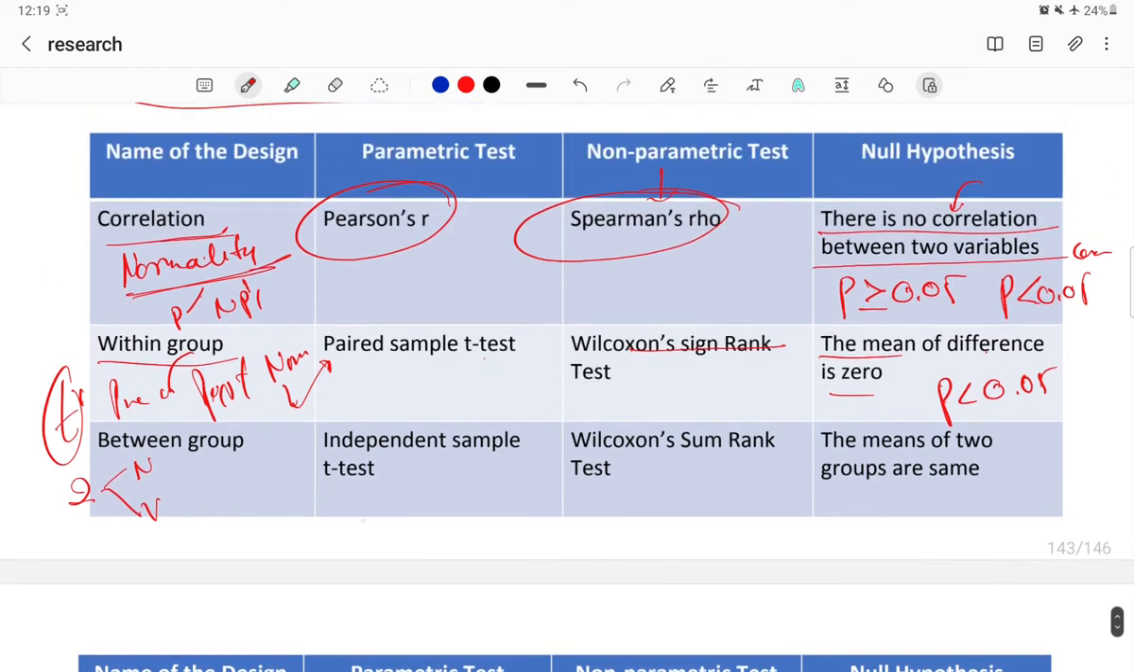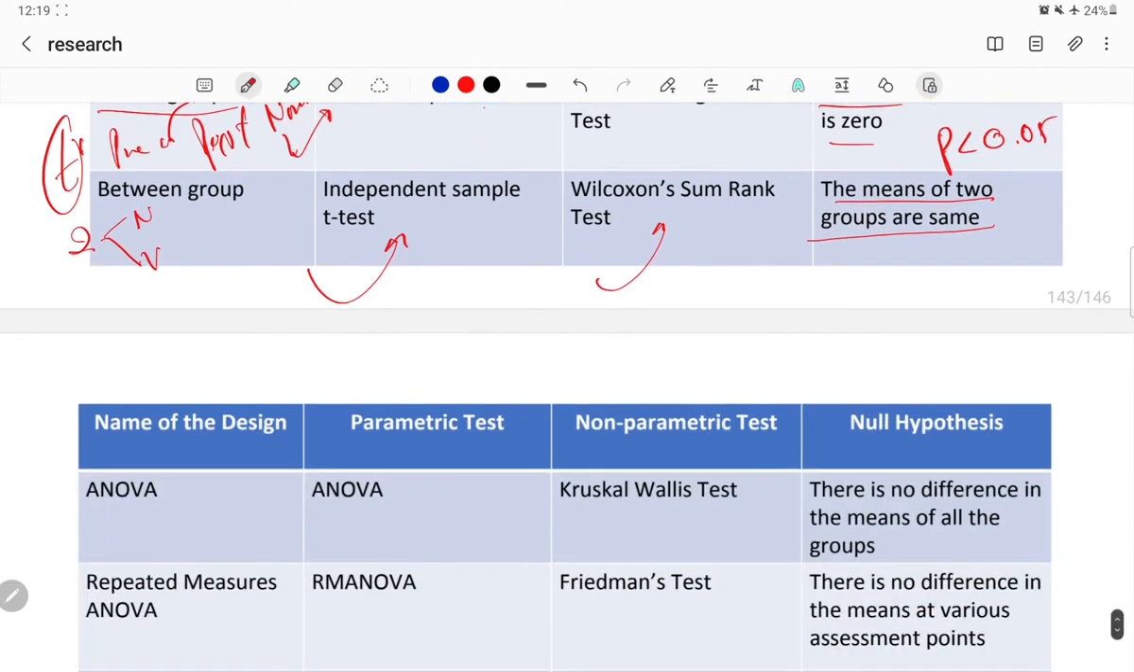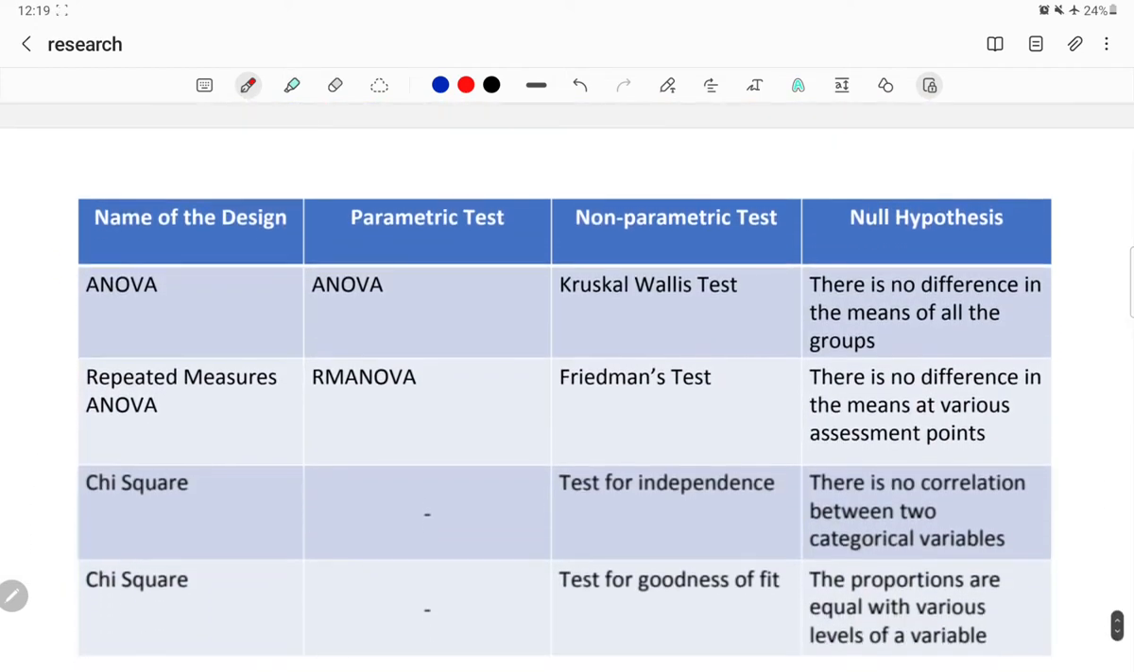Here we have given the parametric test, that's the independent sample t-test, and the non-parametric test, the Wilcoxon rank sum test. The null hypothesis is that the means of the groups are the same, meaning for one variable, one group and two groups have the same mean. Now here's another condition, ANOVA, when there are three or more groups. Then again we check normality: parametric if it's normal, non-parametric if it's non-normal. You can go through the null hypothesis.